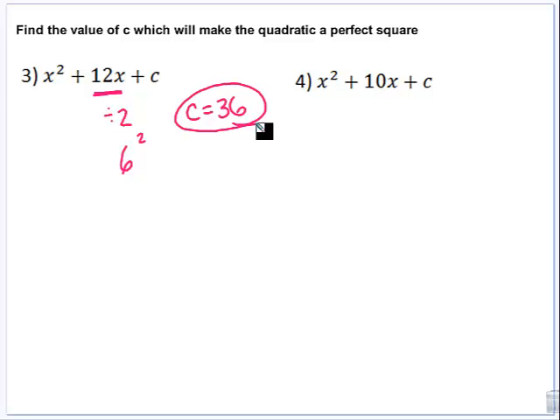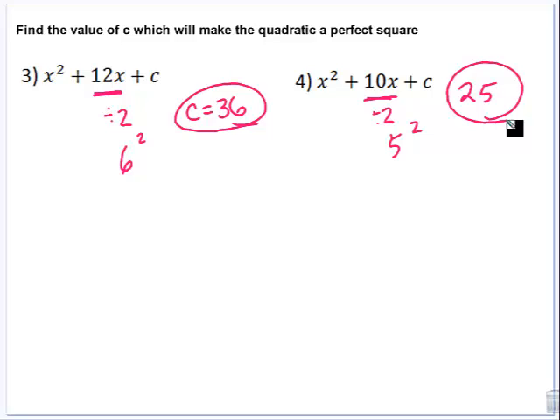Number 4, x squared plus 10x plus c. So we need to take our 10 and divide it by 2, and then we get 5, and then we square it to get 25.